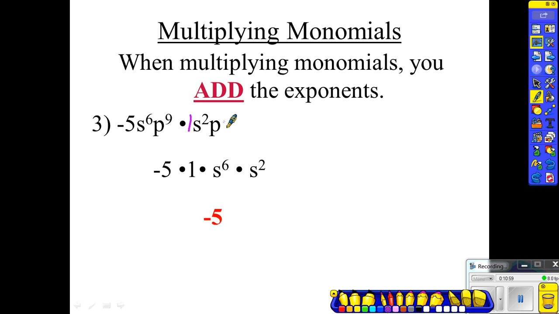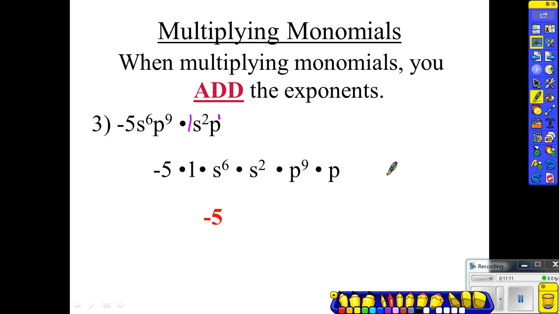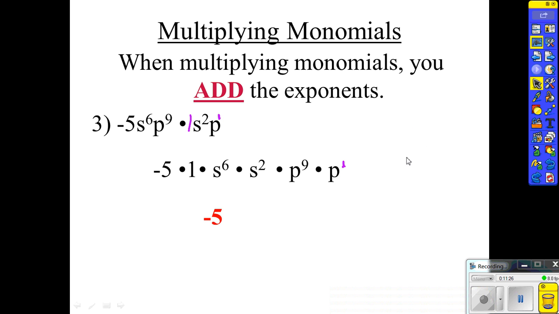Now remember, if you don't see any exponents, it means that exponent will be equal to 1. So I will have p to the power of 9 times p raised to 1. So we are done with our coefficients, which is -5 times 1. Next, we are going to multiply s to the power of 6 by s squared. So we have the same base. Just copy the base s, and then you add the exponents 6 and 2, which is equal to 8.